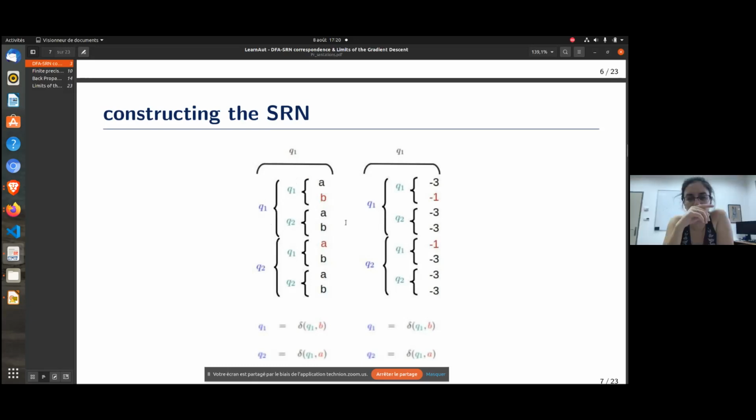So why, for example, have we not marked that Q2 with B leads to Q1? Q2 to B leads to Q1 because this is the vector that encodes the transition from the state Q1. Then we do the same thing. We have to engineer the same type of vector for the state Q2.